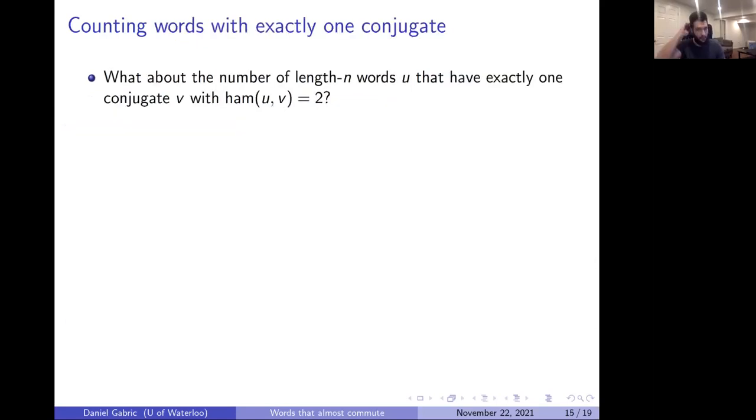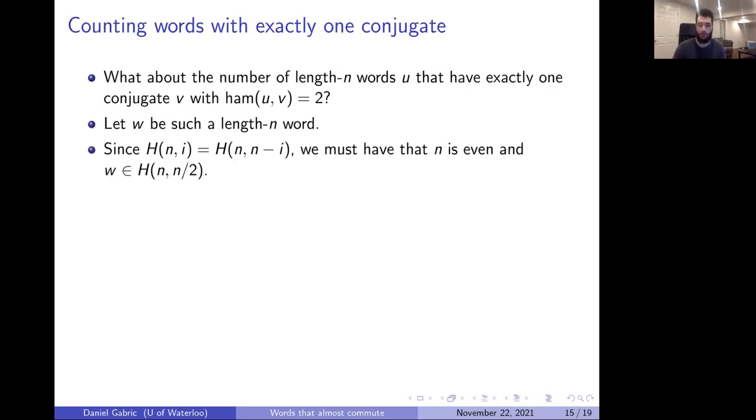So now we have counted the words in H_n and H_{n,i}, but what about the number of length n words that have exactly one conjugate such that the Hamming distance between them is 2? Let w be such a word. Well, we know that H_{n,i} is equal to H_{n,n-i}, so we have to have that i is equal to n over 2. If i was anything else, then we would have at least 2 conjugates that lead to this Hamming distance being 2. And also, w cannot be in any H_{n,j} for j less than n over 2 for the same exact reason. There would be at least 2 conjugates.